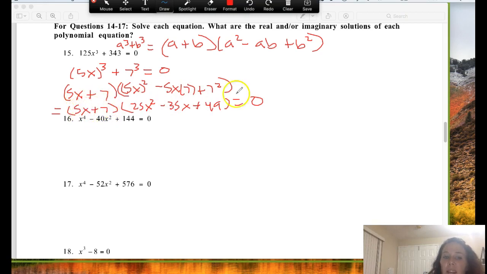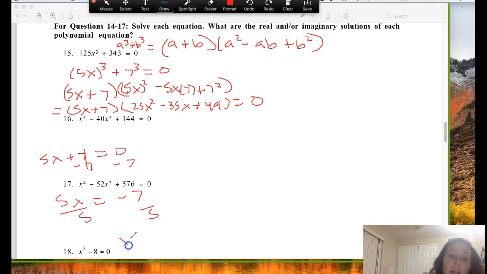5x plus 7, I can set it equal to 0. Where is that 0? Subtract 7 from both sides. You'll have 5x equals negative 7, divide by 5. X equals negative 7/5. That's what I already came up with. That's the real solution. 7 divided by 5 is 1.4, so this is negative 1.4, which is how I came up with it before already. That is the real solution right here.